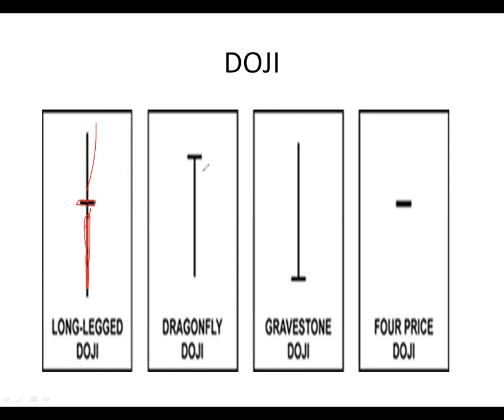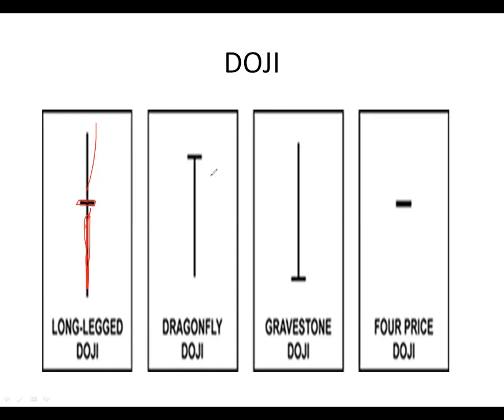The next one here is this kind of doji candle, and it's called the dragonfly doji. Now, some of these words are in the Japanese language, so you just need to accept the terms and familiarize yourself with them because they are Japanese words.